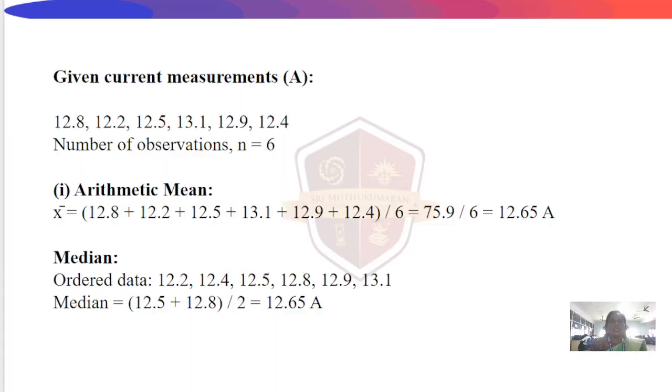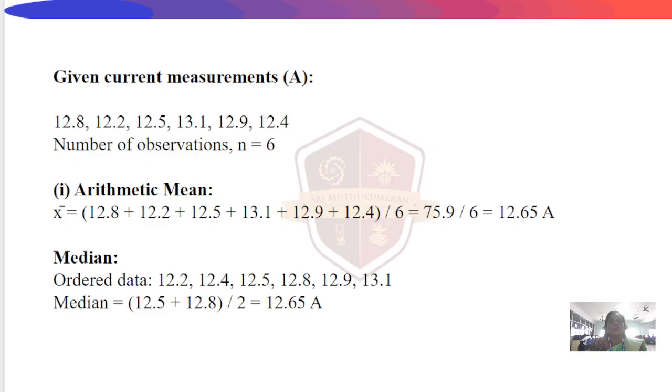First, let us calculate the arithmetic mean. Arithmetic mean is obtained by adding all readings and dividing by the number of readings. So we add 12.8 plus 12.2 plus 12.5 plus 13.1 plus 12.9 plus 12.4. The total is 75.9. Now divide by 6. So mean value is 12.65 amperes.